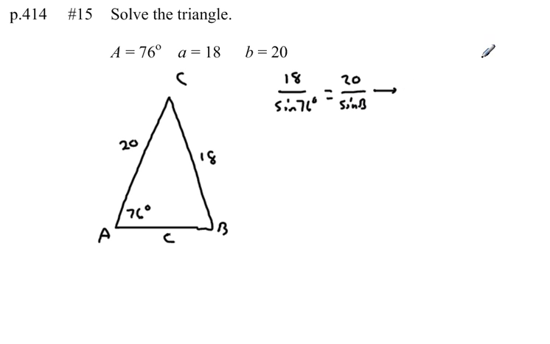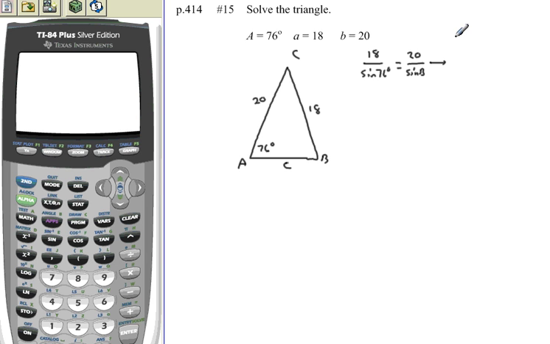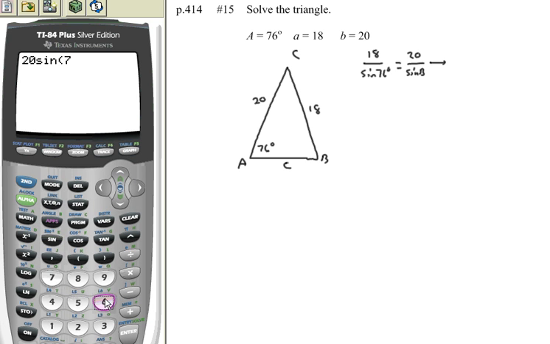Now let's see, I need to pull out my calculator here. Let's use cross multiplication to solve for B. So I can say 20 times the sine of 76 degrees, and if I divide that by 18, I know that the sine of angle B is equal to this quantity. So I'm going to take the inverse sine of that answer. And I get an error.